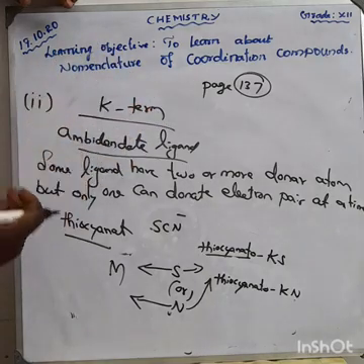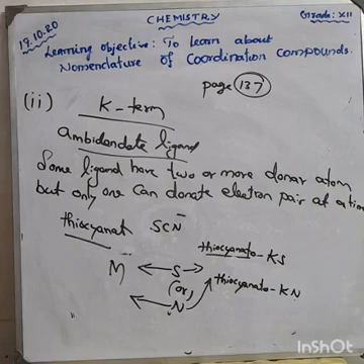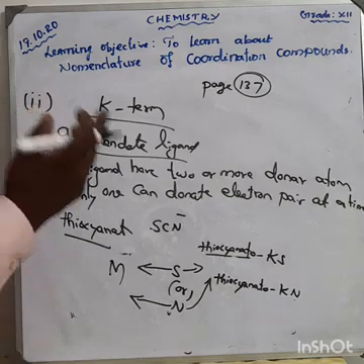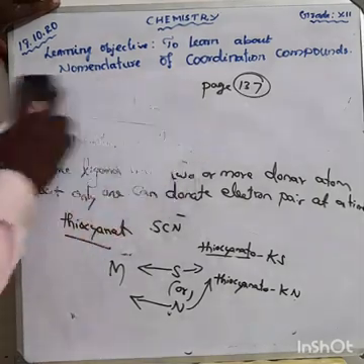Next, the carbonate, CO3 2 minus, we give carbonato. The carbonate and CN minus are ambidentate ligands. Also NO2 minus is an ambidentate ligand. These are some examples. And next, one more point. What is that point?